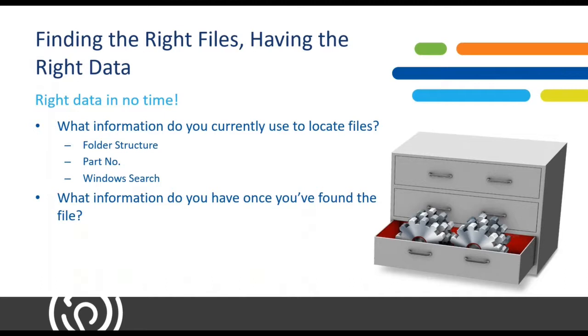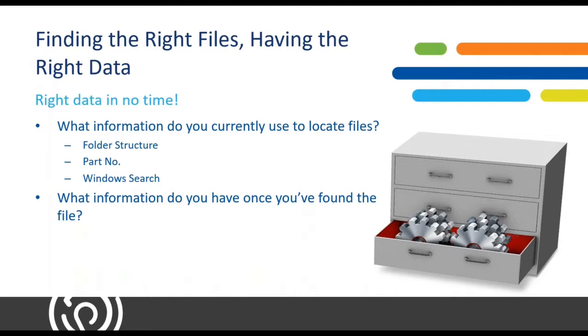Now, this is great if your employees or your engineers know or remember the part number, but what happens if they only remember part of the description, not the part number? Or maybe you've had some turnover at your company and your new employee doesn't know the folder structure, doesn't know the part number. How do they search for it? And then the second question we want to talk about is what information do you have once you've found the file?